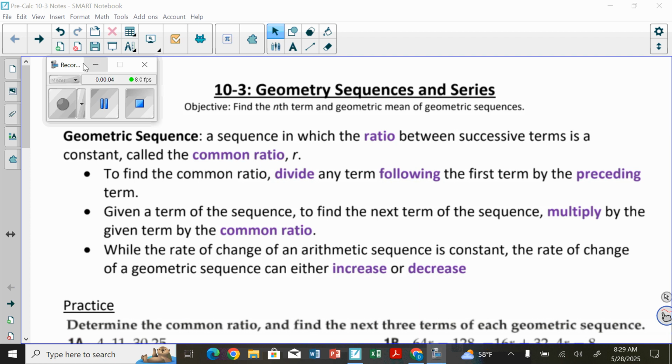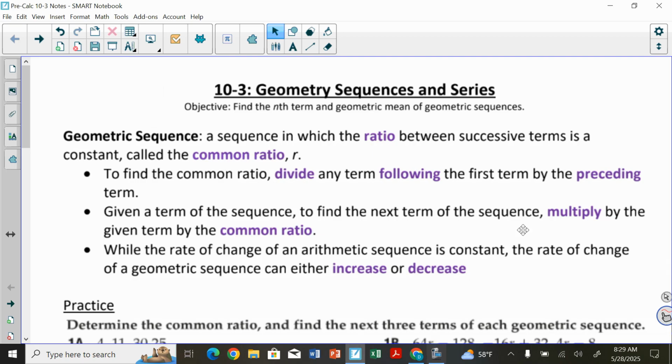Okay, geometric series and sequences. So basically what you're going to see here is all the things we did with arithmetic sequences and series, but geometrically. So it's a little bit different, where we have a different type of common ratio instead of a common difference. We call it a common ratio, and you're going to be able to find the next terms. You're also going to be able to write formulas, explicit formulas and recursive formulas, and then find certain values.